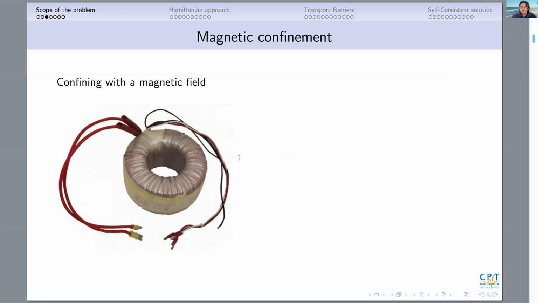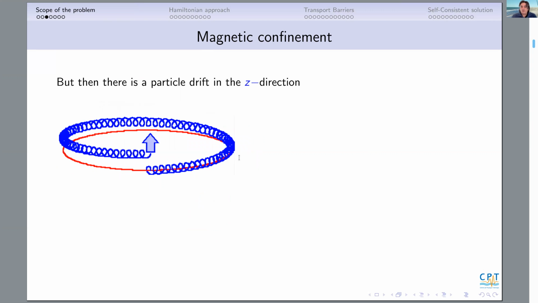Unfortunately, because of the torus configuration, there is a gradient of the magnetic field, and this gradient leads to some drift in the z direction, as it is usually called. Depending on the sign of the charge of the particle, there will be an upward or downward drift, and so the particles are not well confined in this setting.